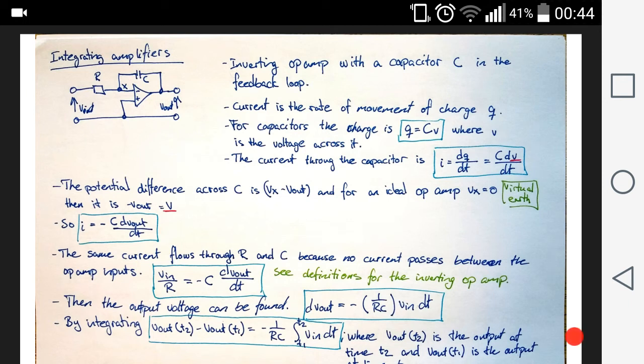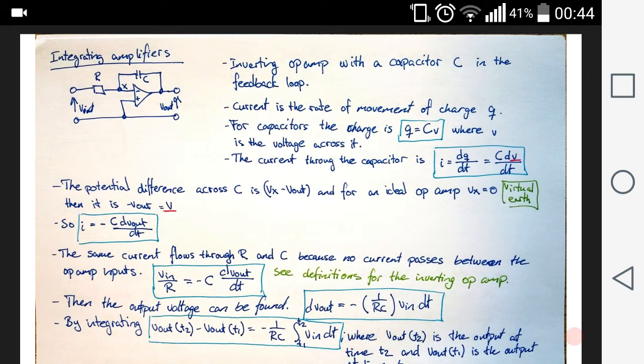Signal conditioning and the integrating amplifier. If you take an inverting amplifier and you replace the resistor in the feedback loop with a capacitor, then you have an integrating amplifier.